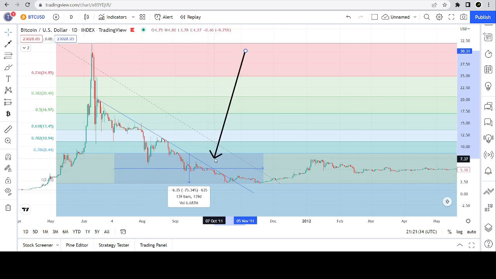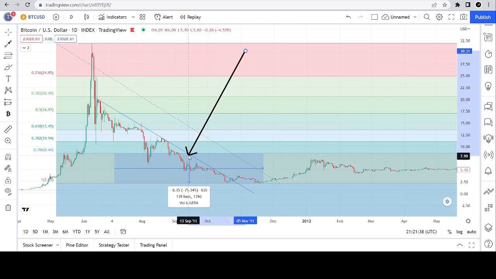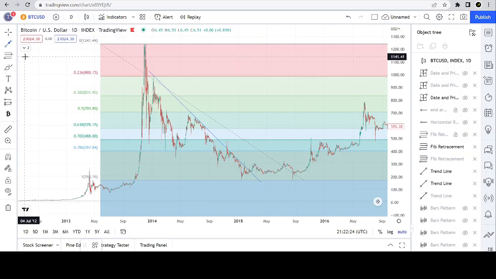Now, let's see if this theme continues. And if it does, it potentially could be a guide to tell us where we are and what to expect in the future with today's chart. So let's move forward in history and see what history has to show us.